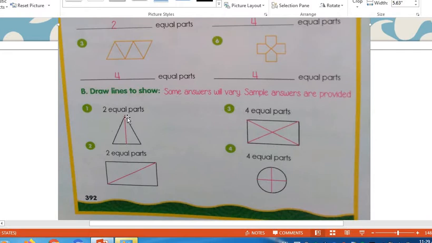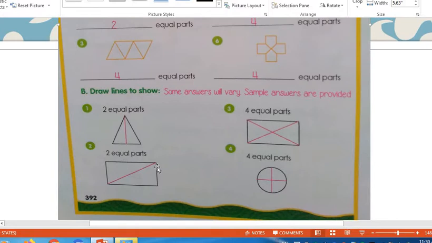So here draw lines to show. Okay, 2 equal parts. I draw here the pink. I draw the pink line. And this line divides the shape into 2 equal parts. You will know this by the name of symmetry when you grow up. I have here, I need 4 equal parts. Here the rectangle was empty and I draw here how many lines? 2 lines. From this point to this point and from this point to this point. That gives me what? 4 equal parts here.